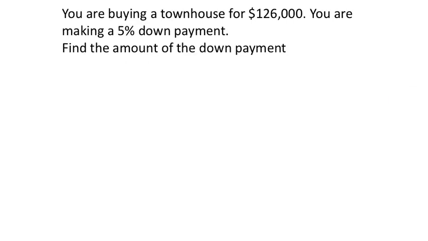That's good. You are buying a townhouse for $126,000. You are making a 5% down payment. Find the amount of the down payment on this one. Try this one out. See if you can do it, and we'll go over it.